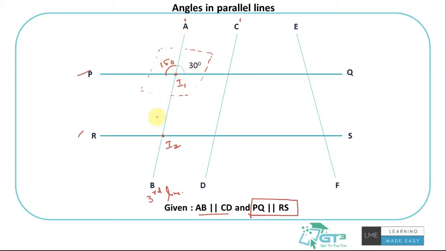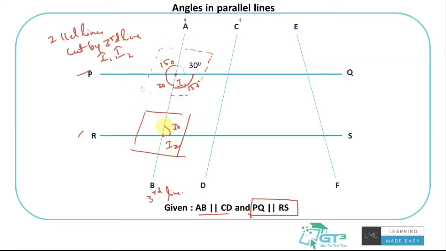Now AB is a straight line, this is 150, this has to be 30 and this has to be 150. Now I got these 4 angles around the point I1. Two parallel lines cut by a third line at points I1 and I2, then the angles around these points will be exact replicas. So that means 150, 30, 150, so this has to be 30. Basically copy the entire thing and paste it here. 150, 30, and this will be 150.